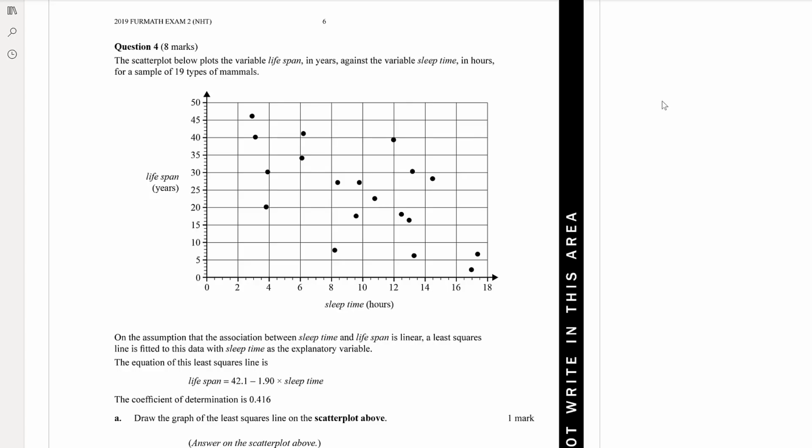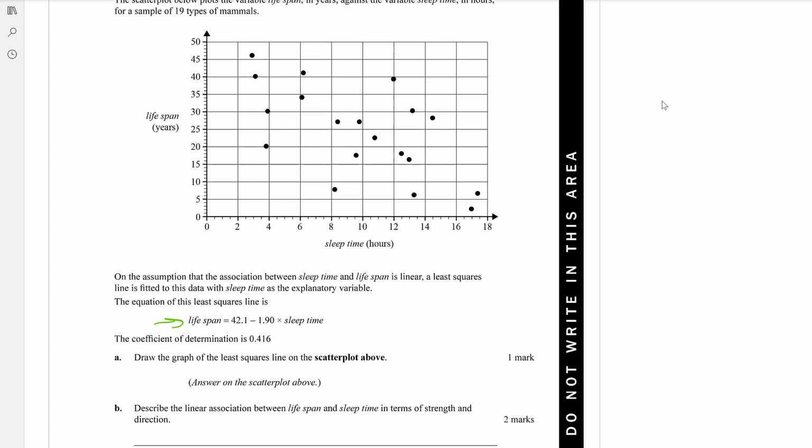Okay, so in this one we're going to look at question 4 from the NHT Further Maths Exam 2 from 2019. So we've got a scatter plot. It's plotting the variables lifespan and sleep time for 19 different mammals. We're making the assumption that this is linear. A least squares line is fitted to the data with sleep time as the explanatory variable. The equation of that least squares line is given here. The coefficient of determination is 0.416. All right, draw a graph of the least squares line on the scatter plot.